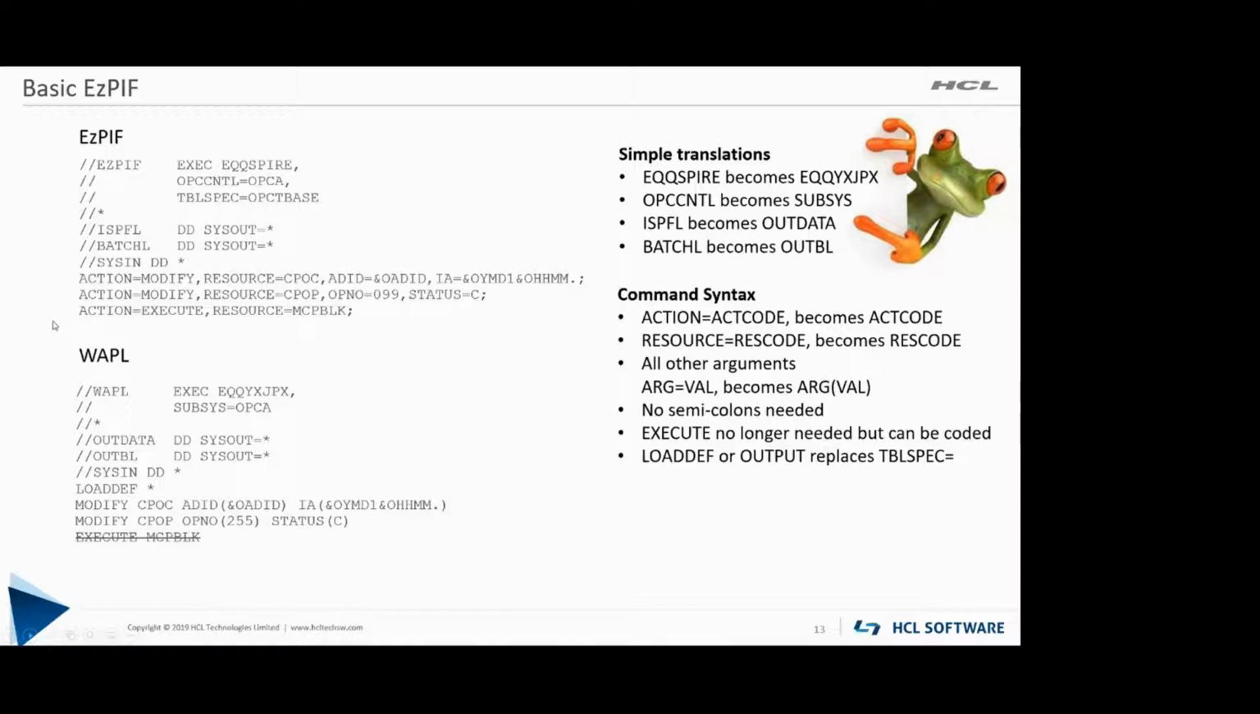The other difference is you'll see this action equals execute, resource equals MCP block. That has a WAPL equivalent of execute MCP block, but you don't actually need it in WAPL, because WAPL will automatically issue one of those at the end of the job if you've already issued any current plan update stuff. So it saves you forgetting it. And I guess the other thing is no semicolons. So that's your basic EasyPerf.